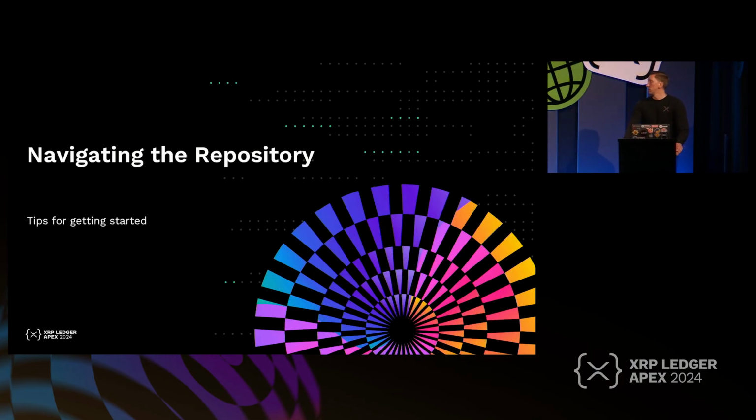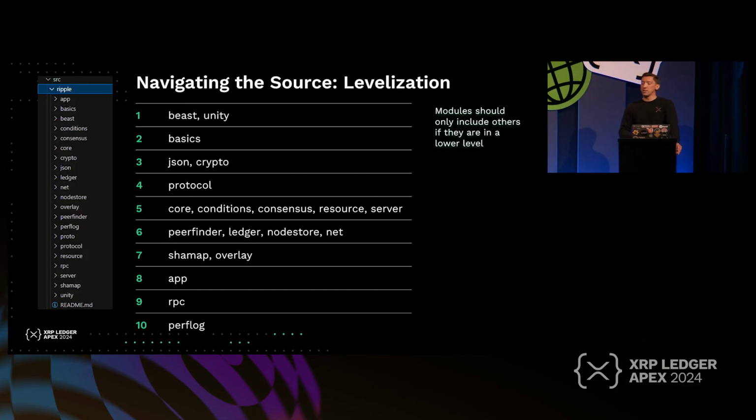Navigating the repository. Now I'm going to give you some tips for getting started that I wish I had when I started looking into rippled a couple months ago. And so when you first open the repository, you're going to see this source directory that's going to have countless, endless amounts of files. Rippled right now is about 1 gigabyte of code, so it can get pretty overwhelming pretty fast.